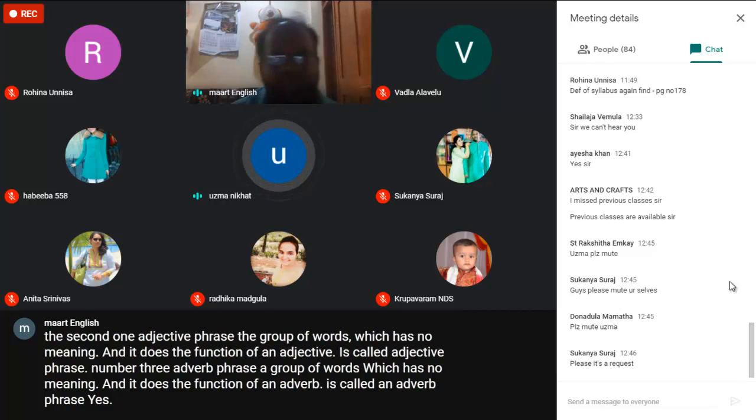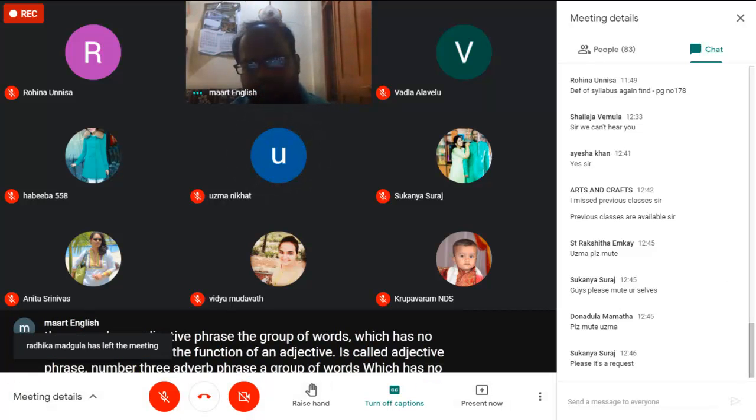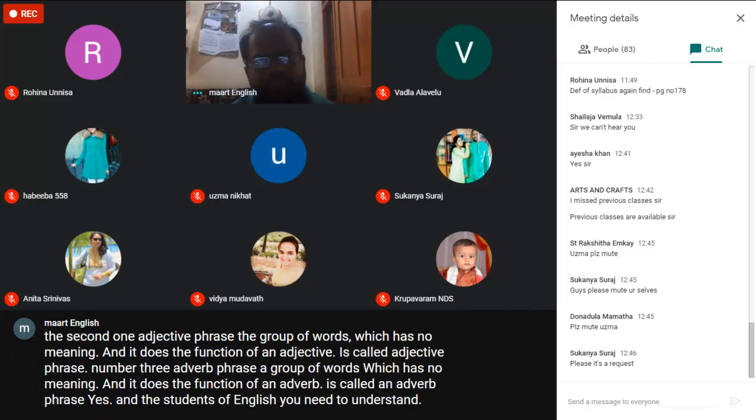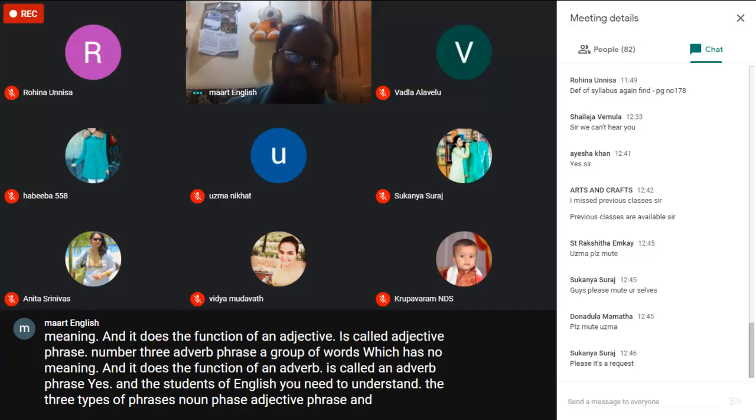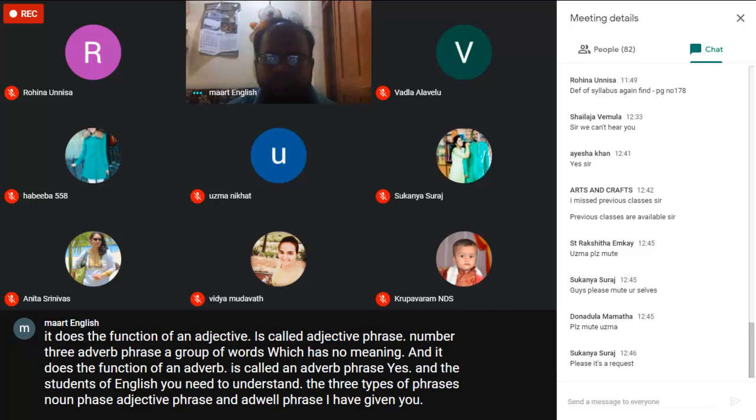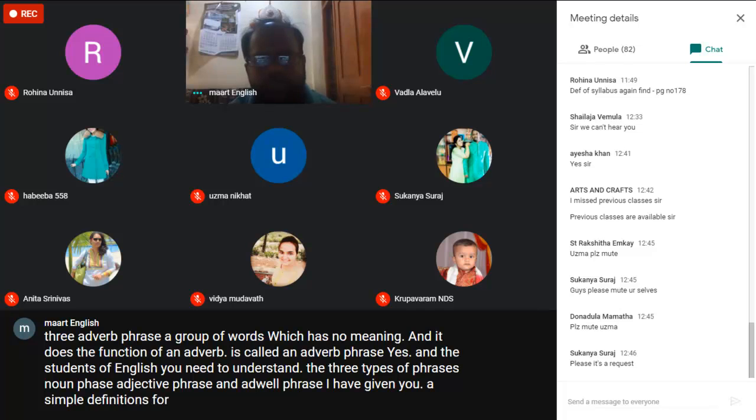And the students of English, you need to understand the three types of phrases: noun phrase, adjective phrase, and adverb phrase. I have given you the simple definitions for noun phrase, adjective phrase, and adverb phrase.